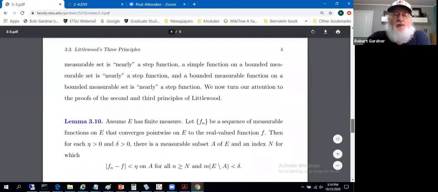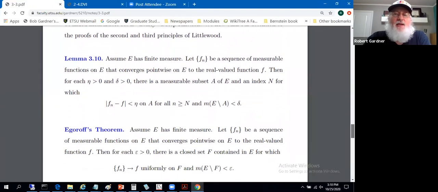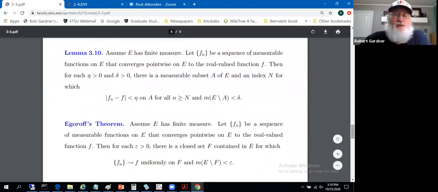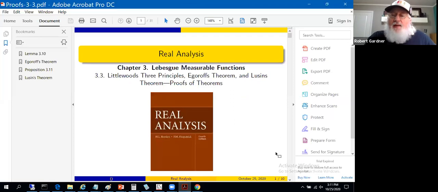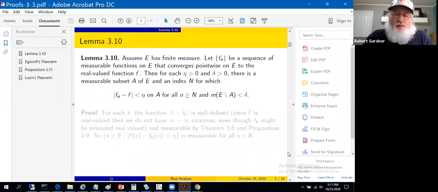So let's look at proofs of the second and third principles of Littlewood. Let's do, as I said, the third one first and the second one second. The first one we did in a previous section. So anyhow, let's do Egoroff's theorem first. The reason being we're going to use this in the proof of Lusin's theorem. So we're going to use the third principle in the proof of the second principle. All right, so first we need a preliminary lemma. Let's just go look at the lemma and the proof of Egoroff.